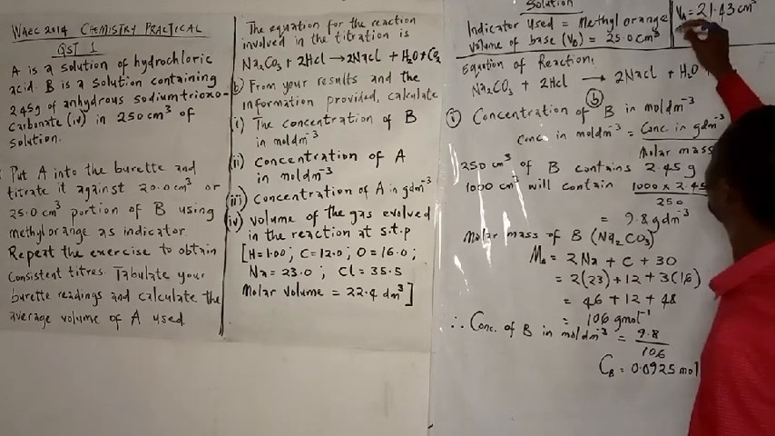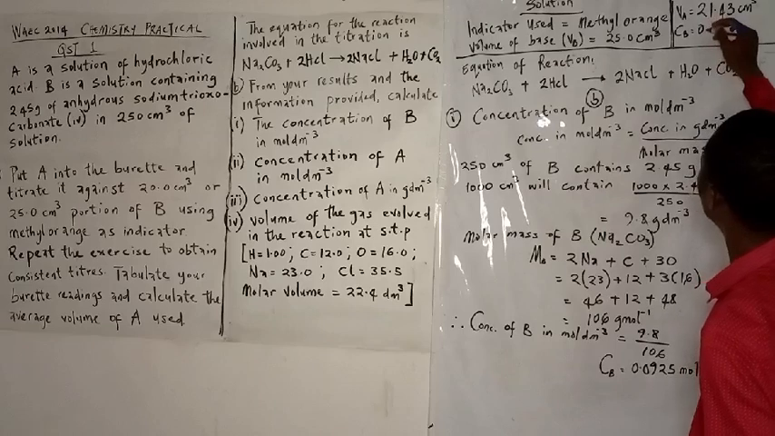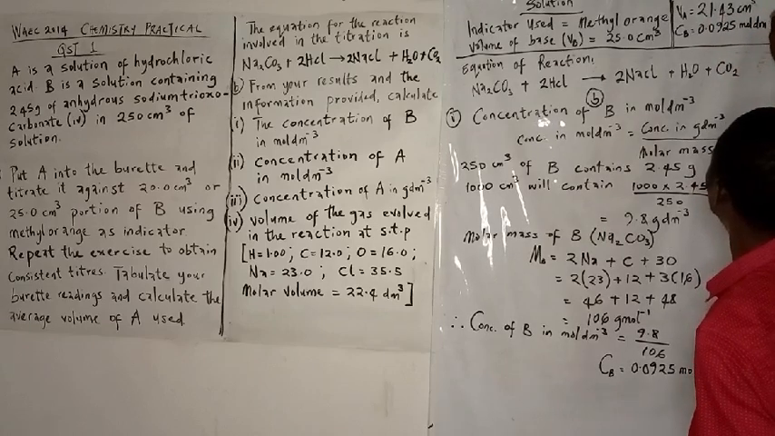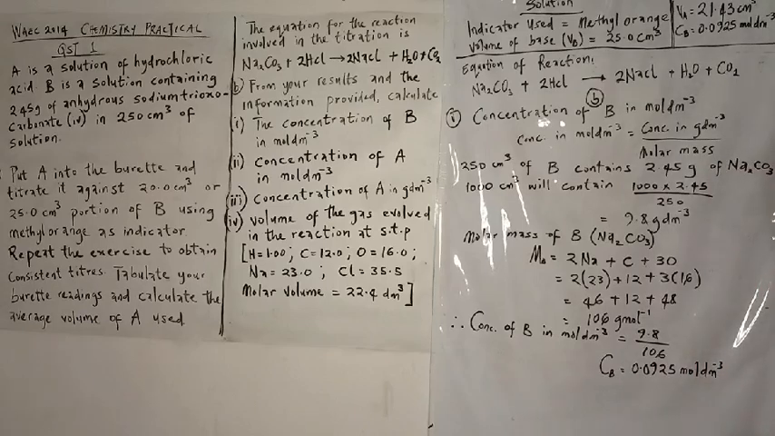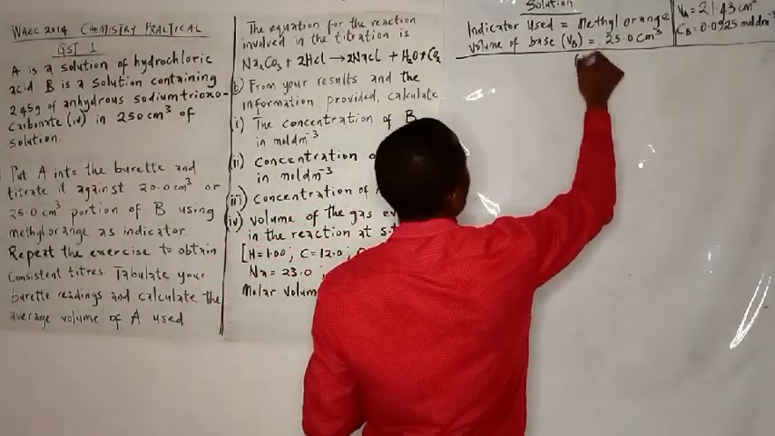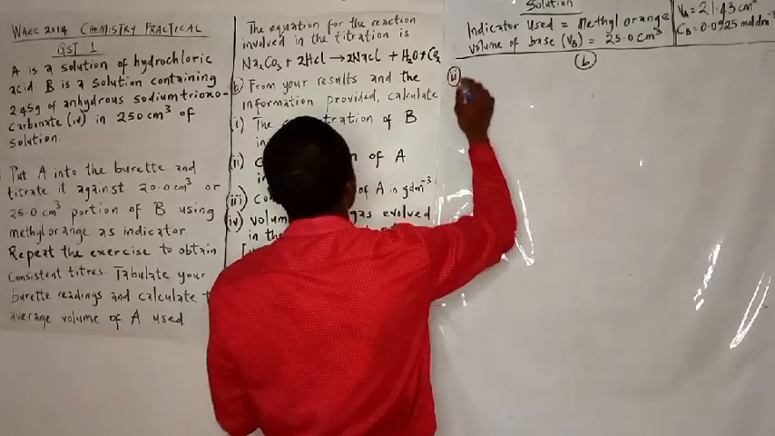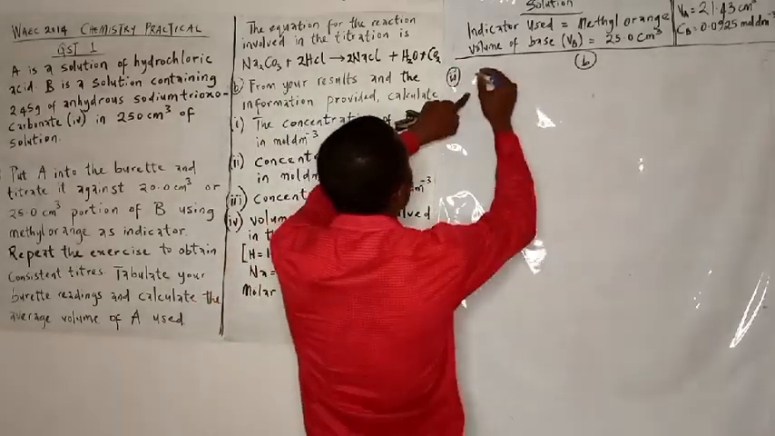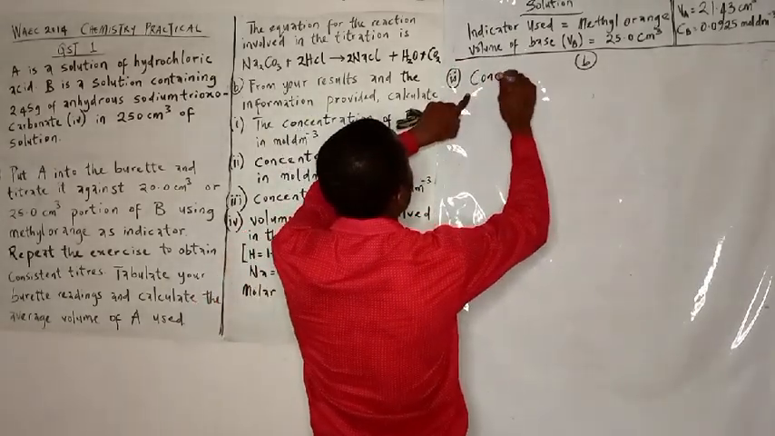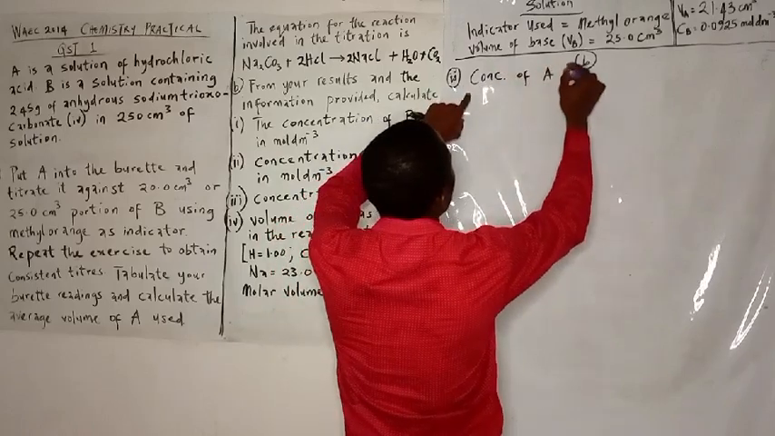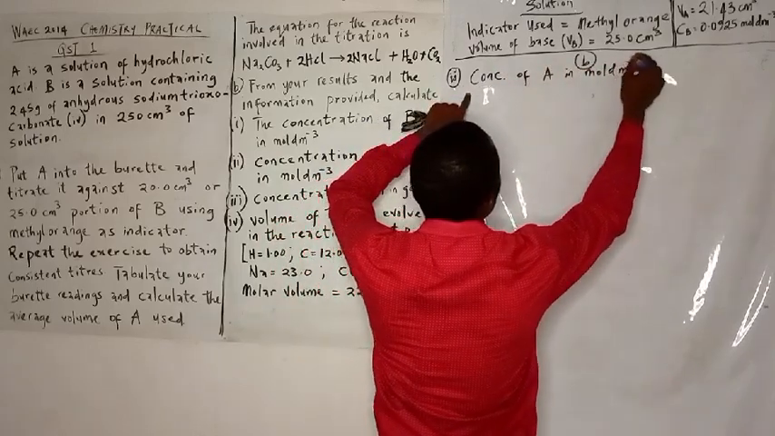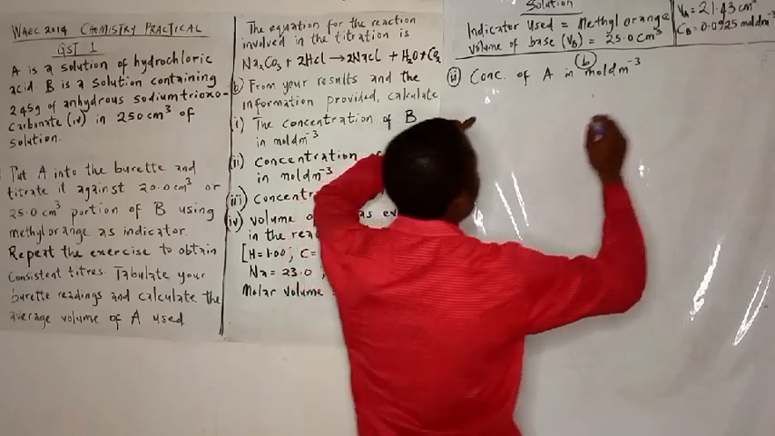And then let me write it here so that we will not forget it: 0.0925 mole per dm cube. So we have these two. The next thing we look for is the concentration of A in mole per dm cube. We are still solving question B, and this is part I, and we are looking for the concentration of A in mole per dm cube. That's our Ca.